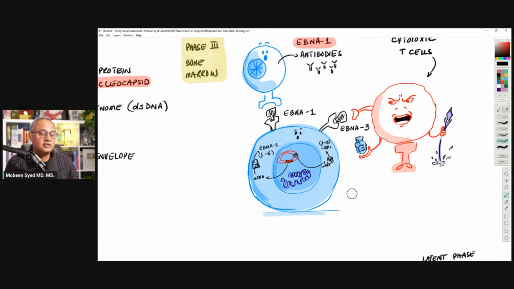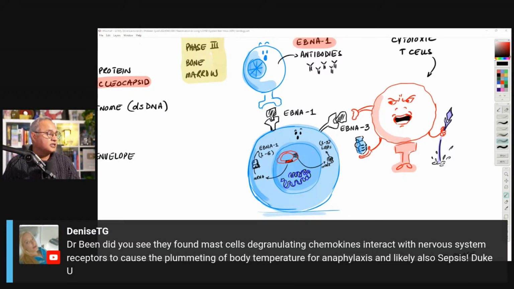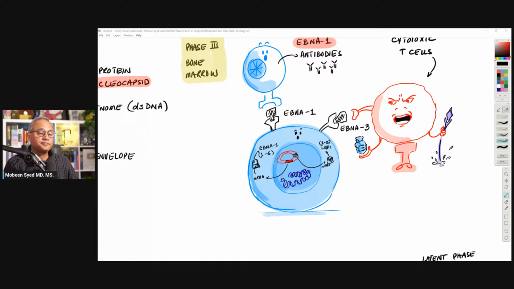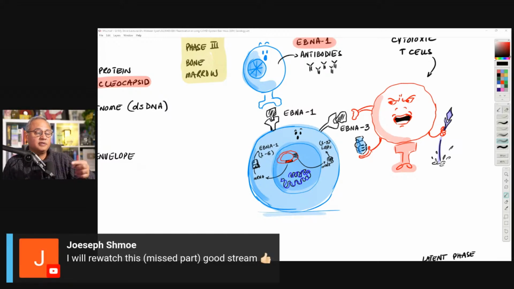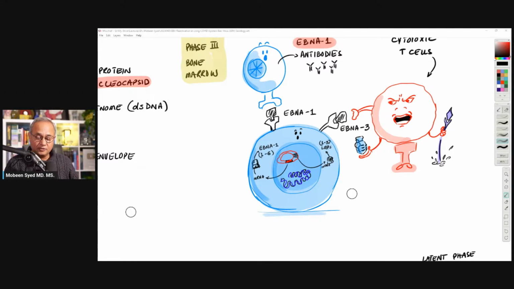So Denise says that, did you see they found mast cell degranulation? Chemokines interact with nervous system receptors to cause the plummeting of body temperature for anaphylaxis and likely also sepsis. Whoa, I did not see this. Denise, if you are in Discord, can you send me the link? I would love to see it. Yes, and Joseph, please watch the previous lecture as well. Thank you very much for that. So back here.